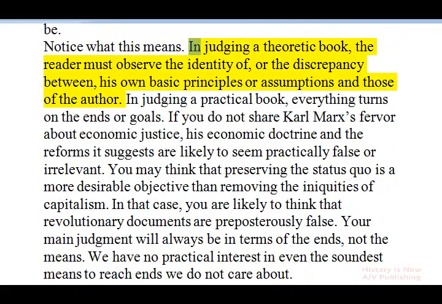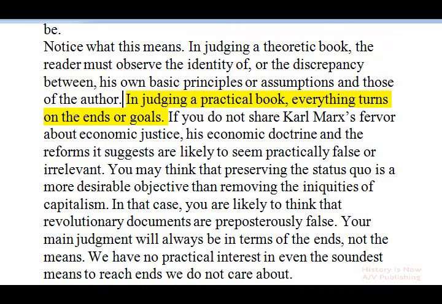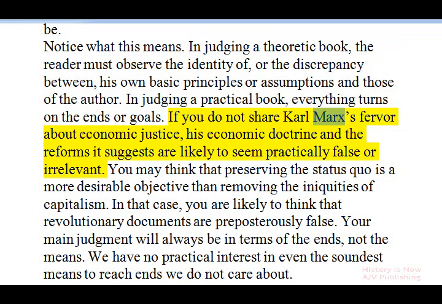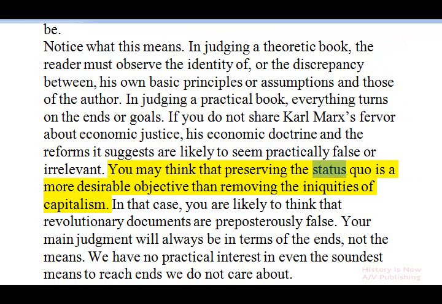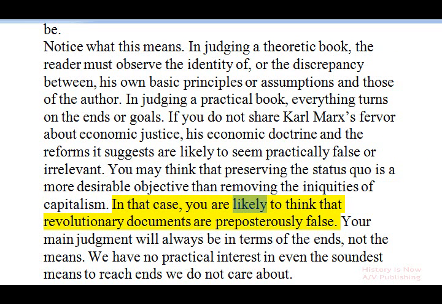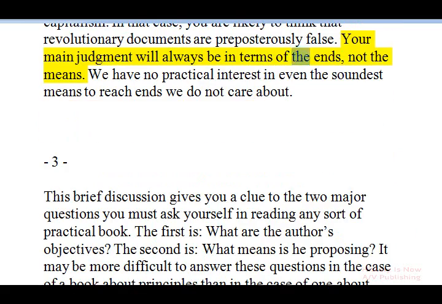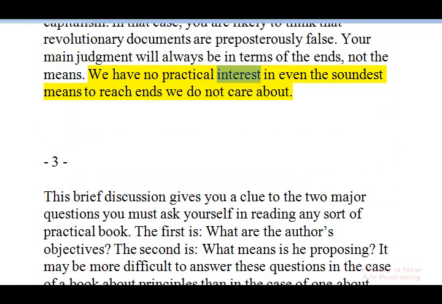Notice what this means. In judging a theoretic book, the reader must observe the identity of, or the discrepancy between, his own basic principles or assumptions and those of the author. In judging a practical book, everything turns on the ends or goals. If you do not share Karl Marx's fervor about economic justice, his economic doctrine and the reforms it suggests are likely to seem practically false or irrelevant. You may think that preserving the status quo is a more desirable objective than removing the iniquities of capitalism. In that case, you are likely to think that revolutionary documents are preposterously false. Your main judgment will always be in terms of the ends, not the means. We have no practical interest in even the soundest means to reach ends we do not care about.